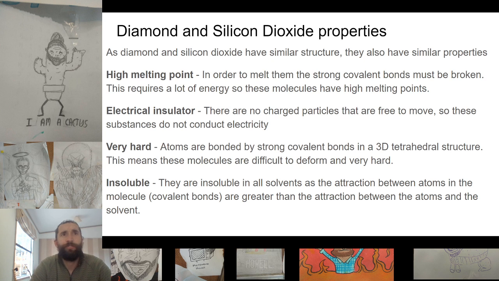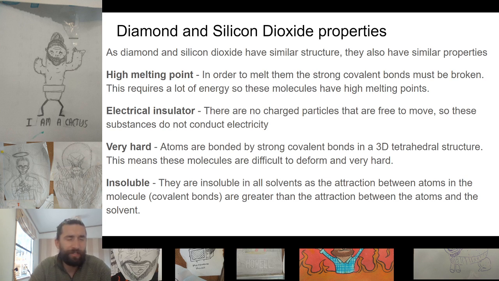Very hard, so diamond is the hardest substance known to man. Atoms are bonded by strong covalent bonds in a 3D tetrahedral structure. This means these molecules are difficult to deform and very hard.